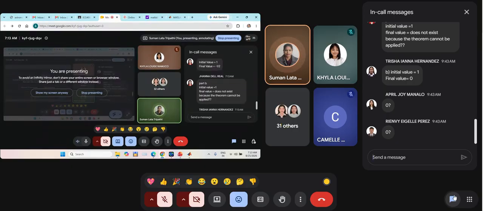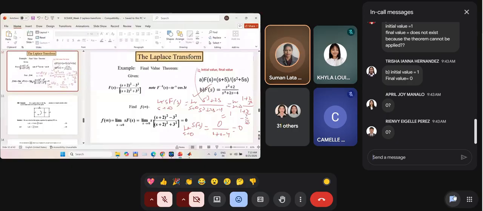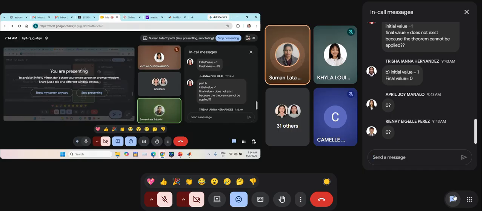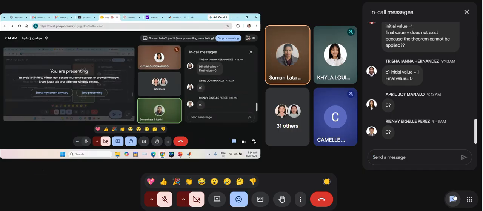But I have just now shown you it is nothing but 0 upon 0 plus 0 is 0. So 0 upon minus 4 means 0 into 1 by minus 4, which is nothing but 0 multiplied by a finite value. The answer will be 0. So it's a defined value. So for B, the correct answer is 0 for final value and initial value is 1. So that is the correct answer, Trisha.